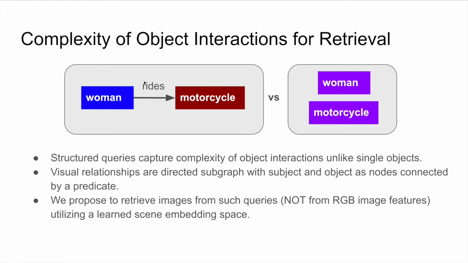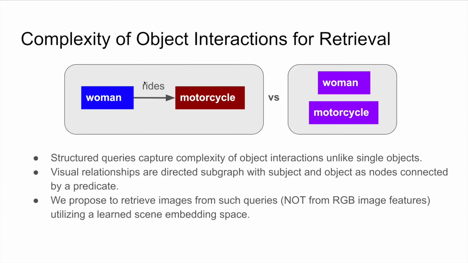A structured query can capture the complexity of object interactions, such as woman rides motorcycle, unlike single objects, such as woman or motorcycle by themselves. Retrieval using structured queries, therefore, is much more useful than single object retrieval, but also a much more challenging problem.